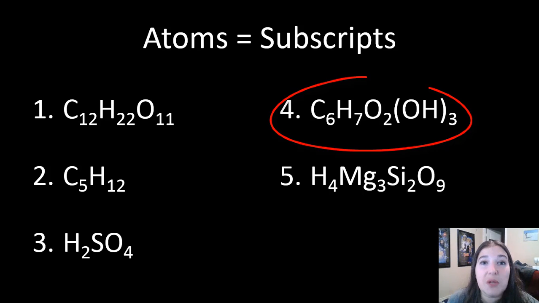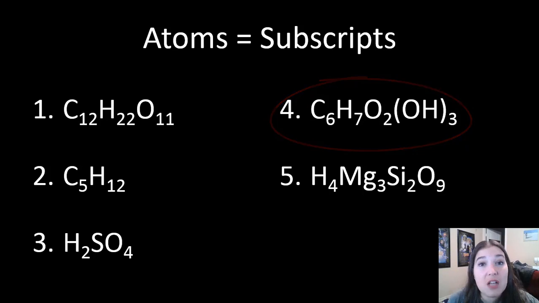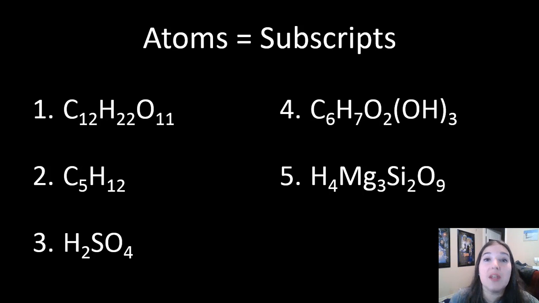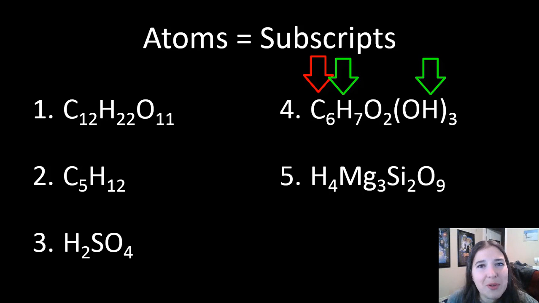Number 4 is a little tricky. I have hydrogen and oxygen listed twice. Now, hydrogen is still the element hydrogen. It doesn't matter how many times I list it. So in number 4, there's still only 3 elements. I have 6 atoms of carbon. But what do I do about hydrogen and oxygen?